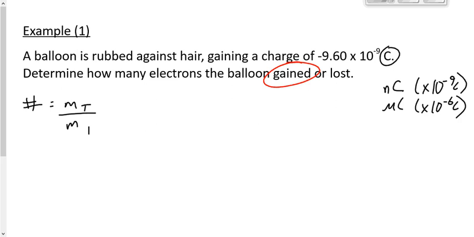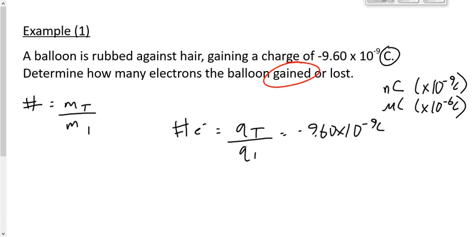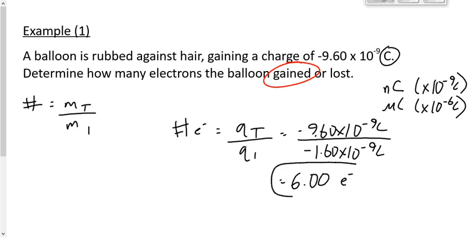So how are we going to find the number of electrons, Matteo? The number of electrons will be not the total mass by the mass of one orange, but rather the total charge divided by the charge of one electron, right? So total mass divided by the mass of one, or in this case, the total charge divided by the charge of one. So we're going to say, just as Matteo said, -9.60 times 10 to the minus 9 coulombs, and we're going to divide that by -1.60 times 10 to the minus 9 coulombs, and that's going to give us exactly 6.00 electrons.